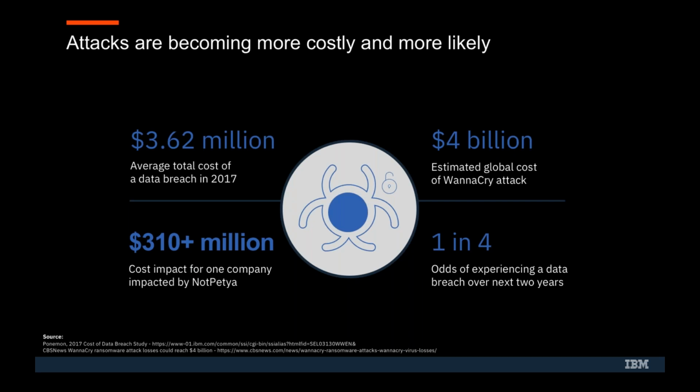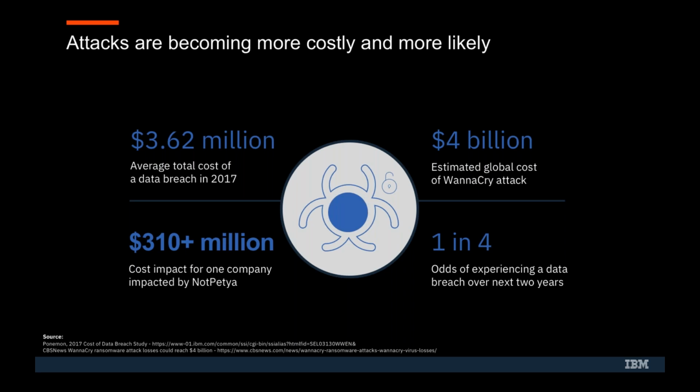Attacks are also becoming much more costly and more likely. A couple of statistics that I'll point to here. The average total cost to organizations of a data breach last year was $3.62 million. So that was one organization's cost of a single attack. The estimated global cost of just the WannaCry attack last summer was $4 billion. And for one company, as I mentioned before, over $300 million.